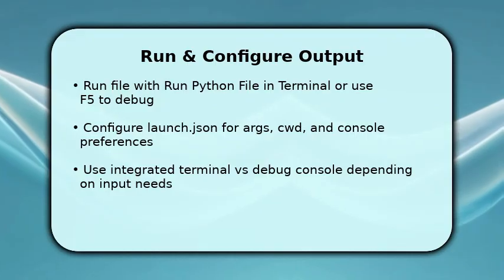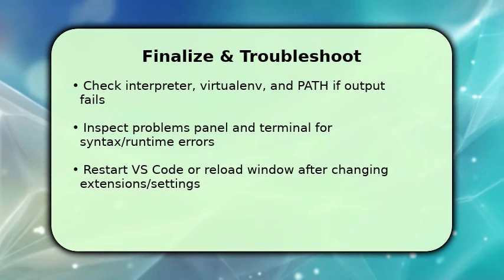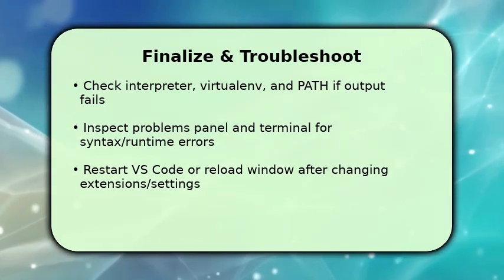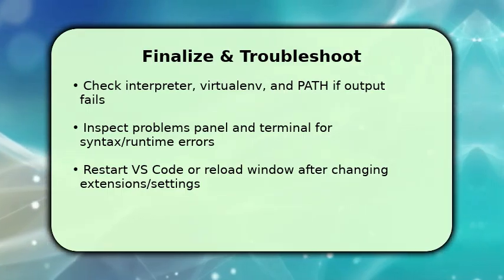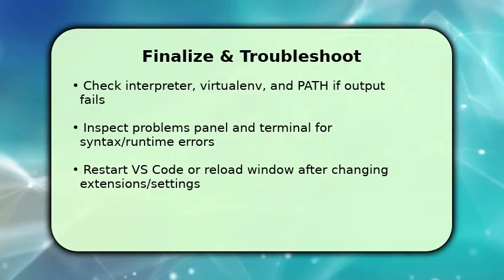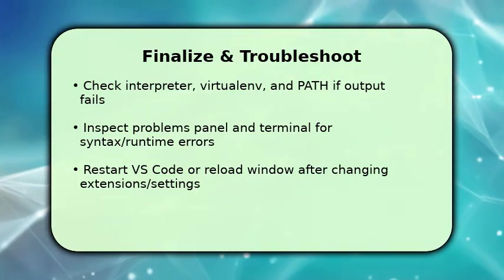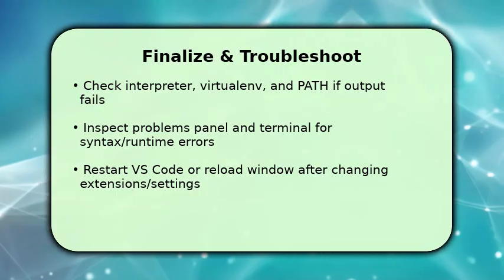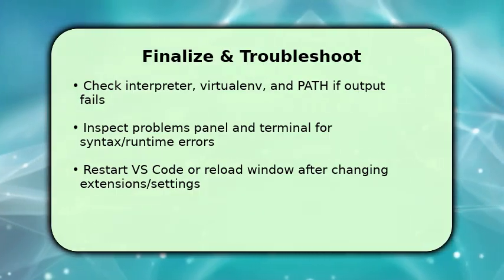Finish by validating results and knowing a key troubleshooting path. Run the script and confirm printed output appears in the chosen console. If nothing shows, make sure the interpreter and virtual environment are correct, and that the path points to your Python. Also check the Problems panel and terminal for syntax or runtime errors. If behavior is inconsistent after changing settings or extensions, reload the window or restart VS Code. That often resolves lingering environment issues.